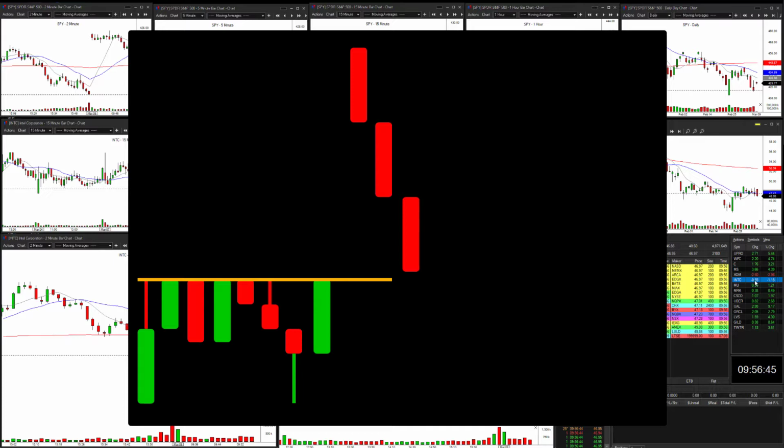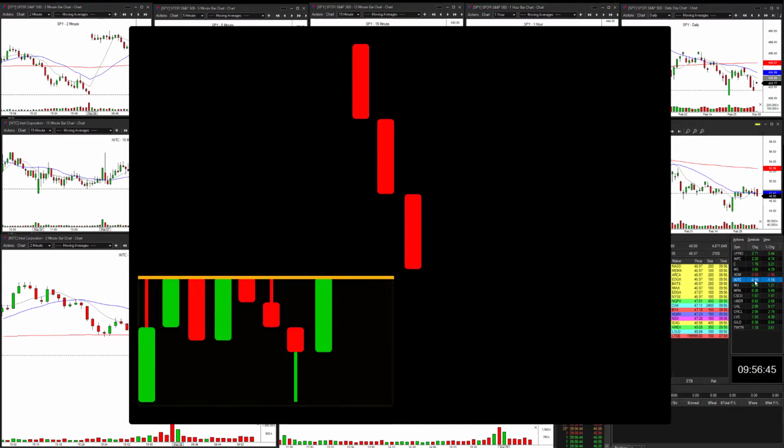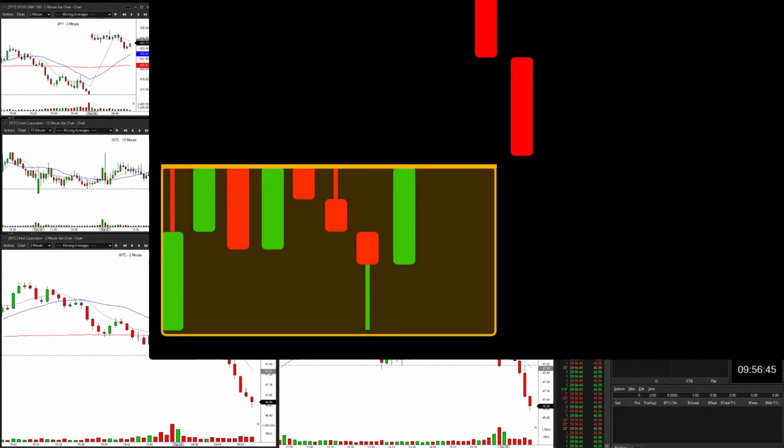If we zoom in a little closer on our support example, we can see how many times the stock failed to break through the top range of this base. Classic example of old resistance turning into new potential support.